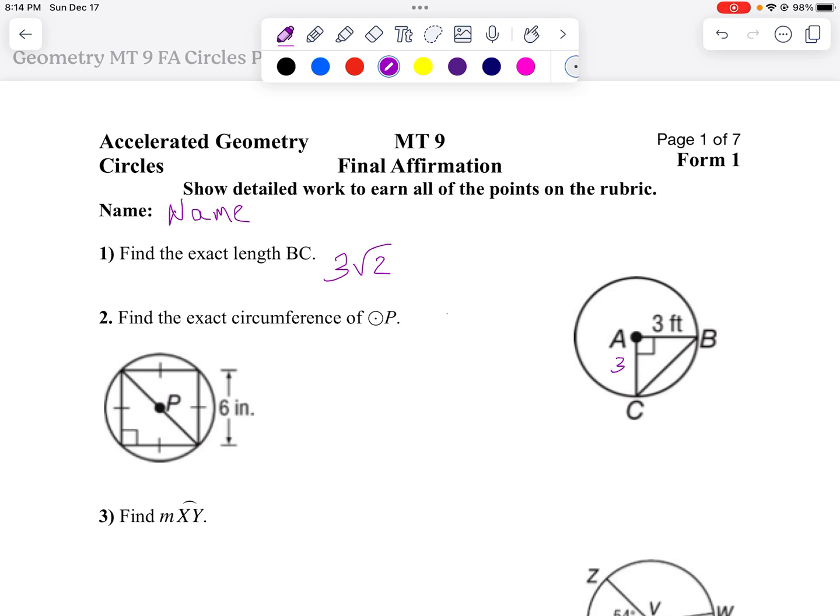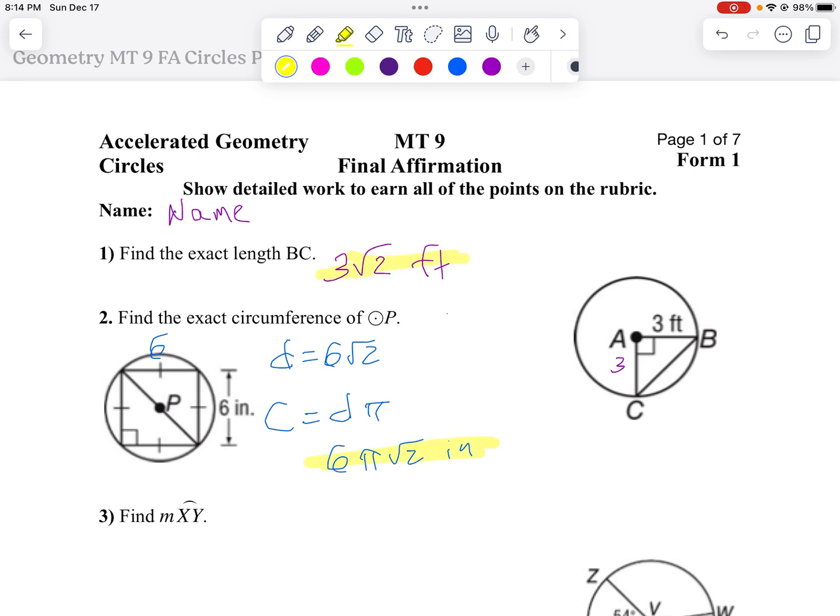We know it's a square, so 2 of the sides are 6. So I know my diameter is 6 square roots of 2. To find the circumference, we take the diameter times pi. So it's 6 pi square roots of 2 inches. And I almost forgot in the first one, it should be 3 square roots of 2 feet. And I would have counted that wrong on myself if I put that on the test.